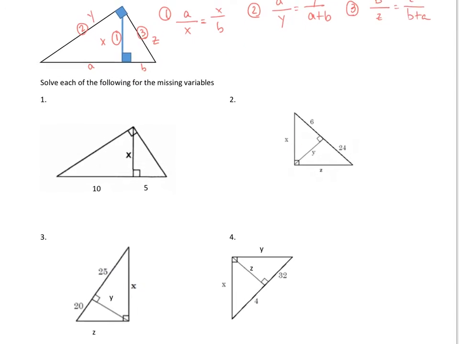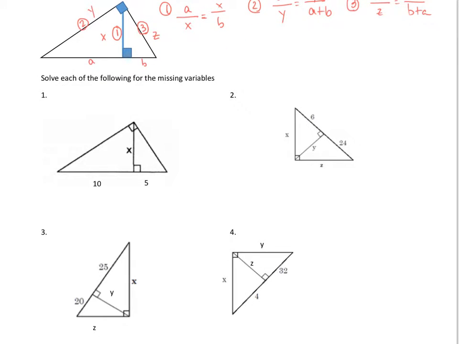So let's look at number one. We are to find any of the missing variables. So let's start with something basic. This is our X right there. Well, we know that this is the altitude, and since I have a right triangle, and this is the altitude of that right triangle, it is the geometric mean of those two parts. So X is the geometric mean of 10 and 5. So X squared equals 50. So X will be the square root of that. So X will be, if we reduce this down, this is 25 times 2, will be 5 root 2.